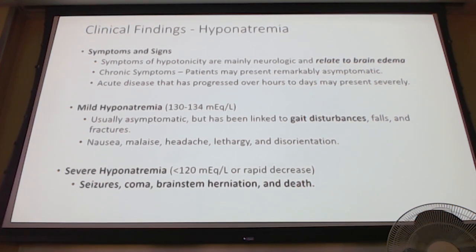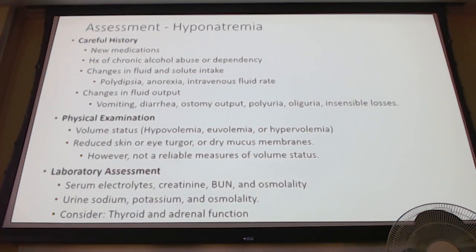A rapid decrease is a very big component of this. If they're chronically below 120, they may just be really confused, they look drunk, they're not, they're really unbalanced. It's a critical finding, but because it's chronic, we see these a lot in our chronic alcoholics. They're really lethargic, really disoriented, but it's that rapid decrease that really causes the seizures, comas, herniation, and death.